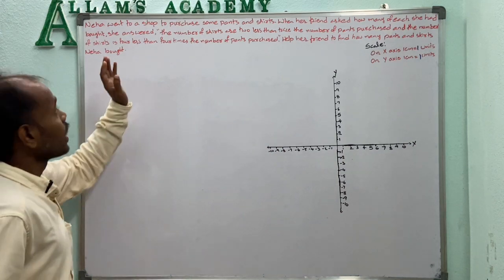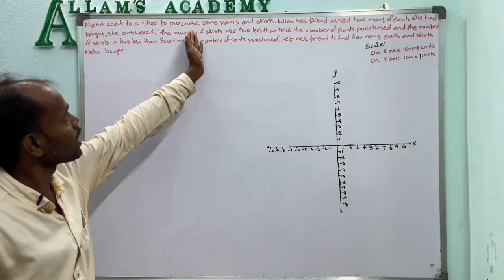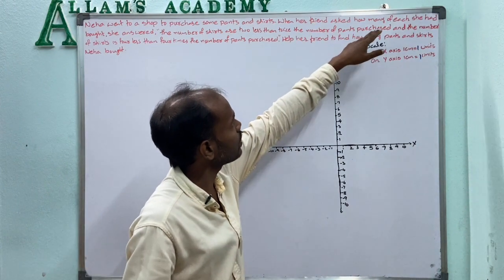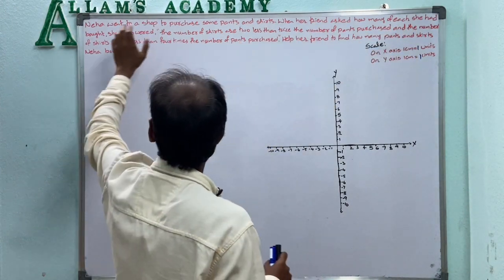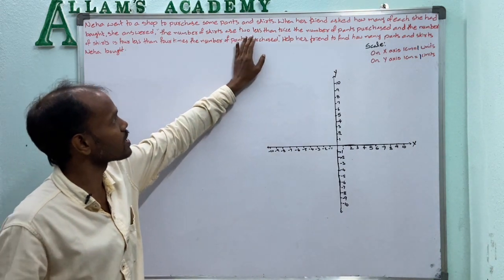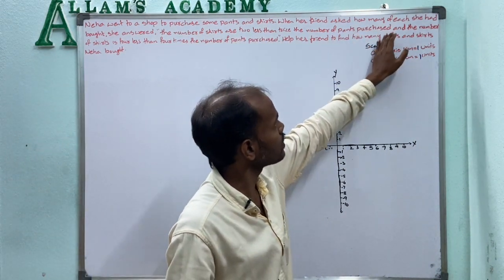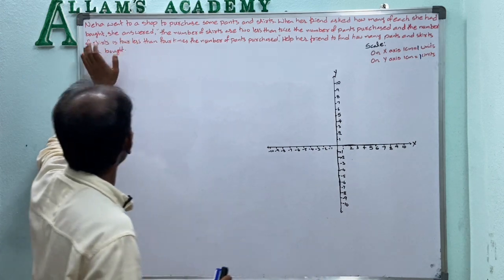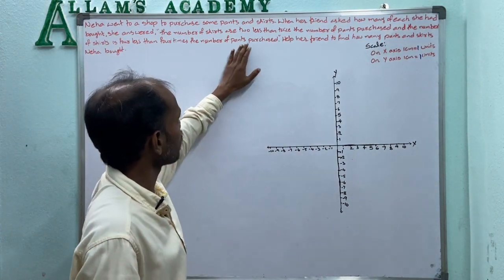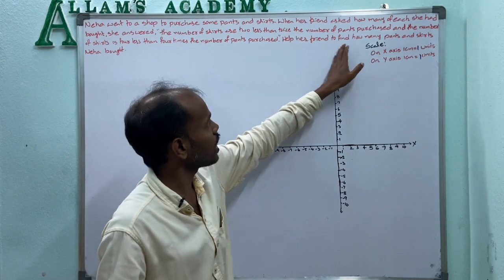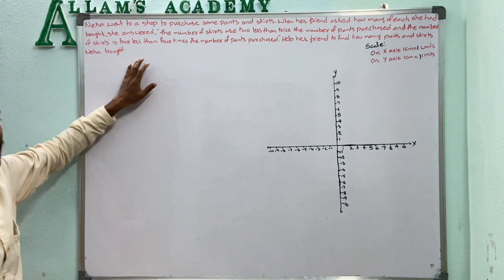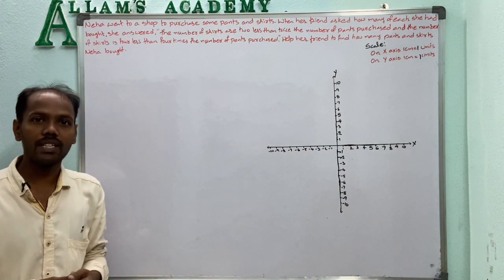Neha went to a shop to purchase some pants and skirts. When her friend asked how many of each she had bought, she answered: the number of skirts is 2 less than twice the number of pants purchased, and the number of skirts is 4 less than 4 times the number of pants purchased. Help her friend to find how many pants and skirts Neha bought. That is the problem given here.